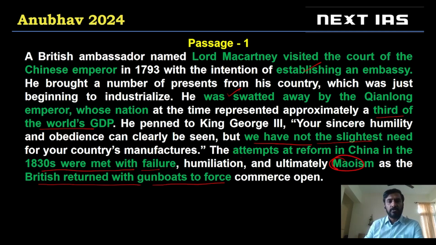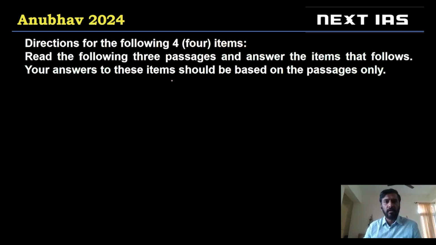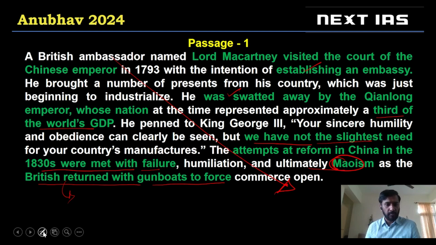So this is telling the story of China and British interaction and how China tried to reform itself, and whether it achieved it or not, we don't know. Ultimately, Maoism came and the British returned with gunboats. We don't know whether China achieved ultimate reform today because we can't use information from outside, right? We are told here that answers should be based on passages only. This will be important, especially for this question.